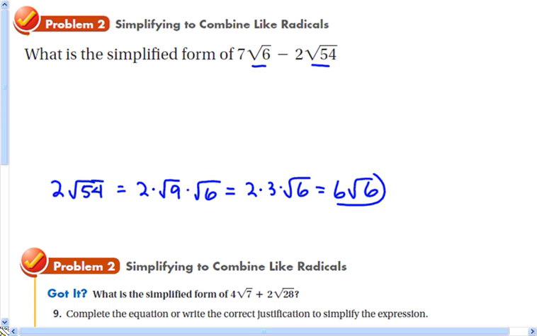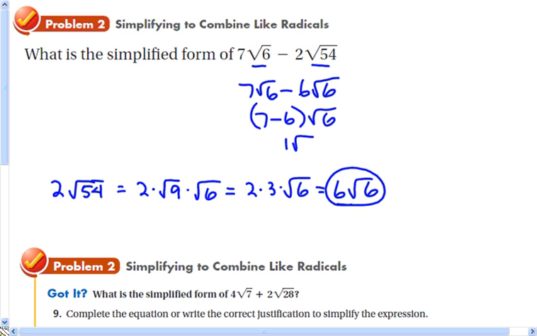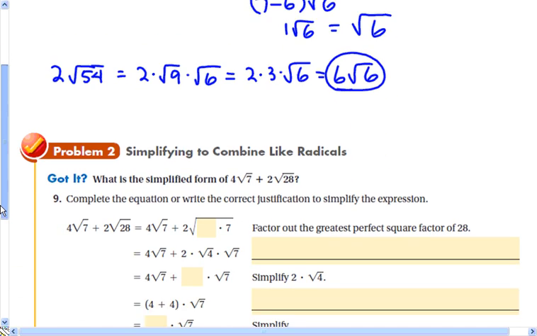Now I'm going to replace that, and instead of 7 square root of 6 minus 2 times the square root of 54, I'm going to subtract 6 times the square root of 6. Now we have like radical terms. And I can use the distributive property, and that's equal to 1 times the square root of 6, which we'll just write as square root of 6. All right, I'll let you try that.